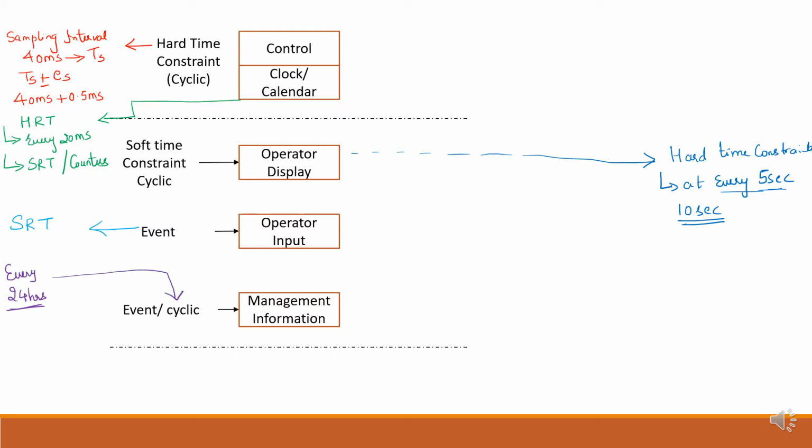It's not compulsory that we have to make it every 24 hours. I can also make it event based. I can program in such a way that the management information module can update at every 10 hours, or at the 10th hour, or at the 24th hour. So hence it can be event or cyclic, hence it is written as event or cyclic.